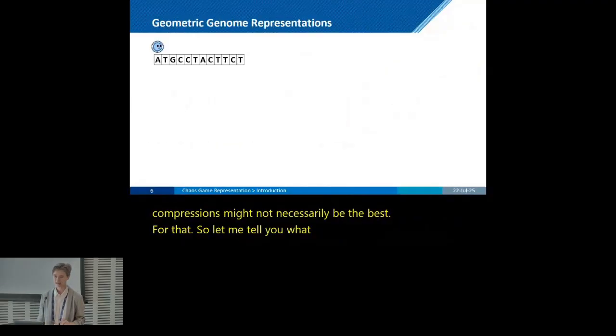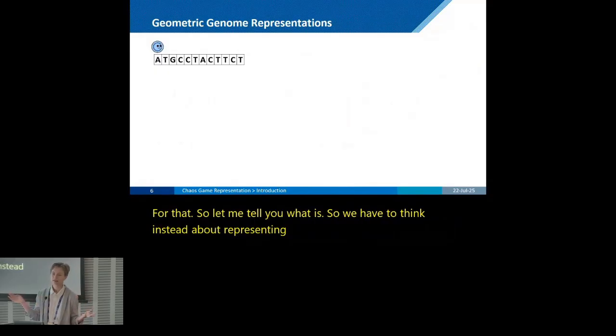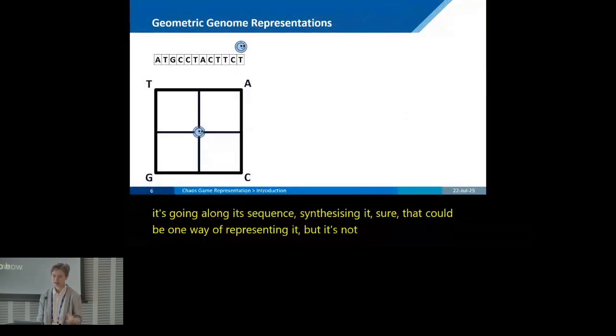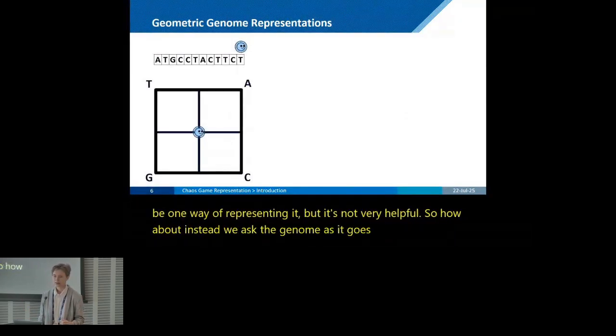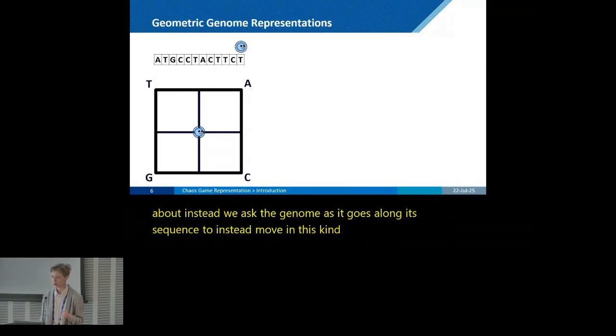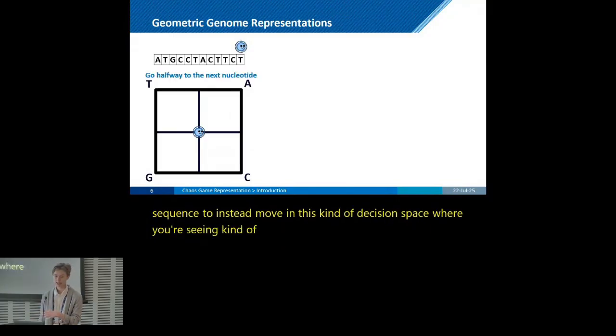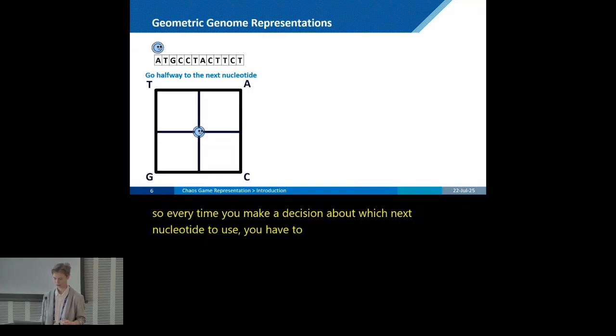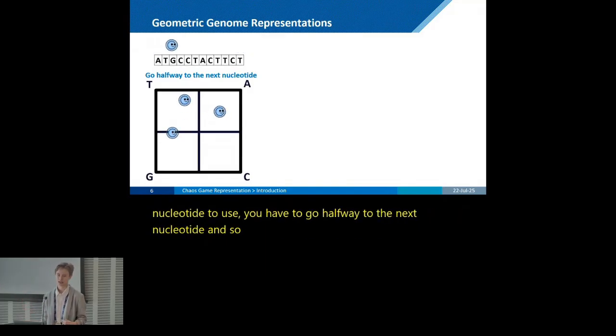So we have to think instead about representing genomes geometrically. So say, as it's going along its sequence, synthesizing it, sure, that could be one way of representing it, but it's not very helpful. So how about instead we ask the genome as it goes along its sequence to move in this kind of decision space where you're seeing where it's going. And let's tell it, all right, every time you make a decision about which next nucleotide to use, you have to go halfway to the next nucleotide. And so you get this kind of visualization, and it's going over and over.